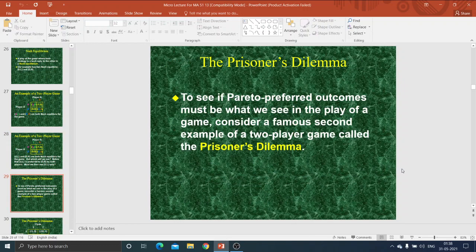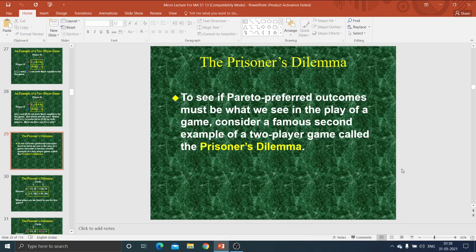So let us move to another game and payoff matrix, which is a very common illustration, or demonstration, in textbooks. This is what is called the Prisoner's Dilemma. To see if the Pareto preferred outcome must be what we see in play of a game, consider a famous second example of a two-player game called the Prisoner's Dilemma. It is the possibility of confession vis-a-vis silence of the convicts.